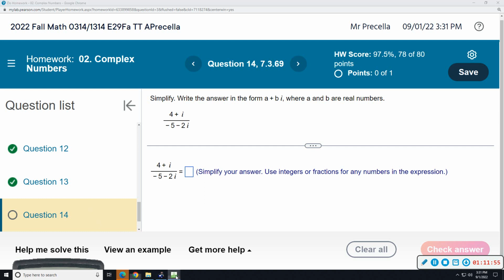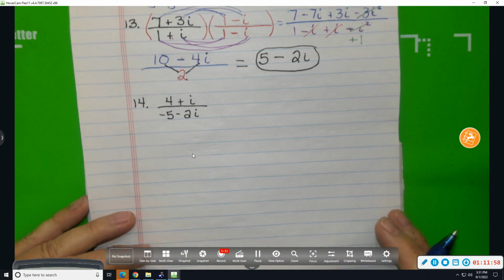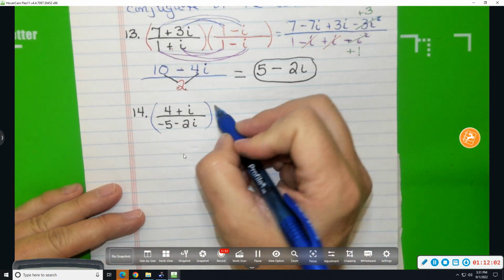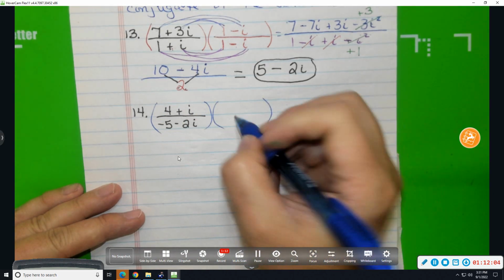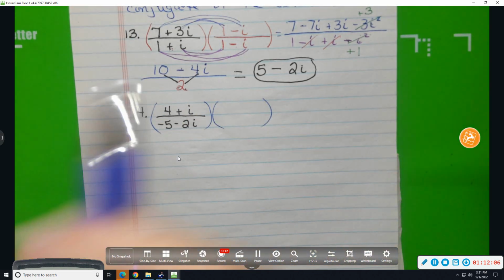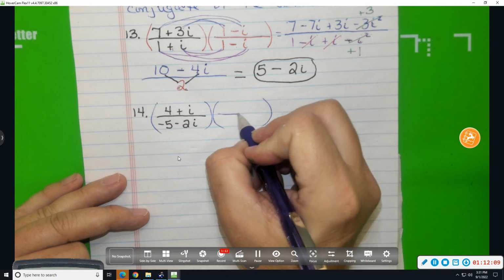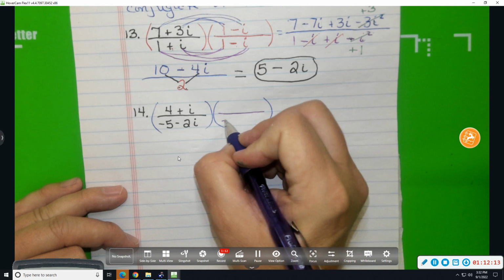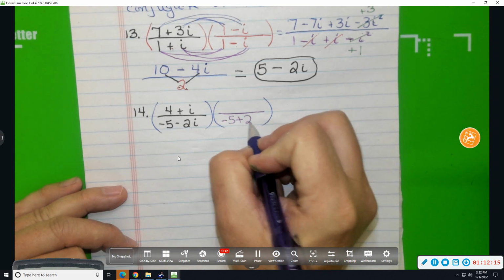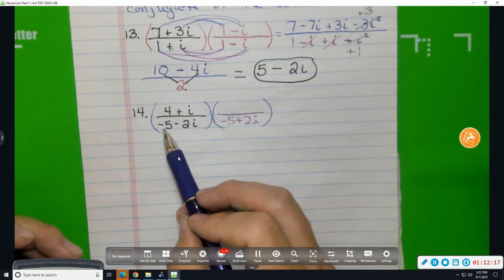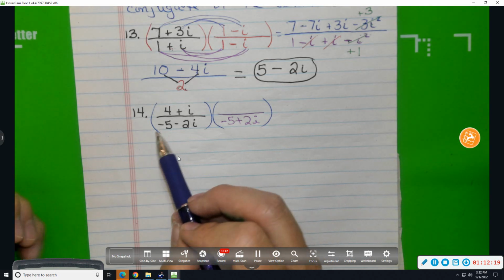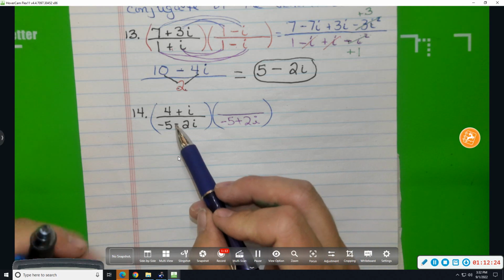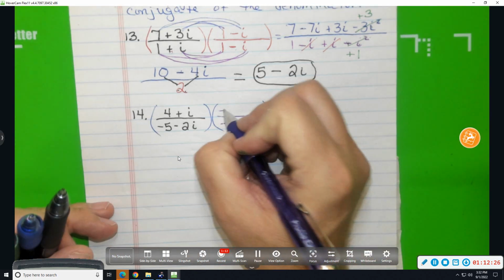Okay, so we're dividing complex numbers. That means we're going to have to multiply above and below by the conjugate of the denominator. Okay, with conjugates you change only the middle sign. So do y'all want to tell us what you're going to multiply above and below by? Negative 5 plus 2i. Yes, right. Do not change the sign on the 5. That's a common mistake. Don't go sign changing crazy. You only change the sign that's in the middle.